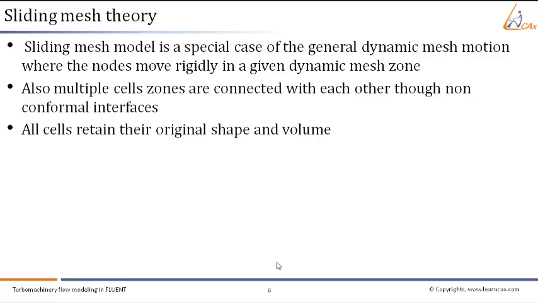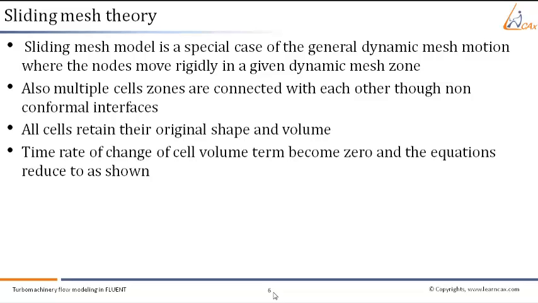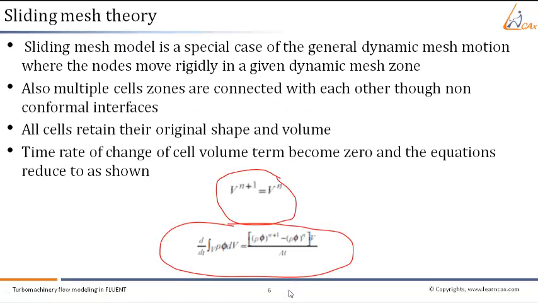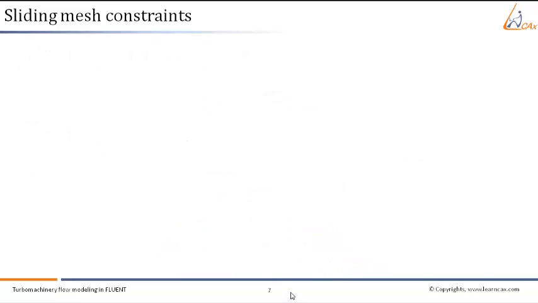In general, the conservation equation formulation, which we saw in the earlier slide of the dynamic mesh, is also applicable or used for the sliding mesh. Since the mesh motion in the sliding mesh formulation is rigid, all cells retain their original shape and volume. Hence, the time rate of change of cell volume term becomes 0, and the equation reduces to something shown here. Whereas the new volume is also equal to the old volume. The solutions for the sliding mesh model are inherently unsteady as they are for the dynamic mesh model.